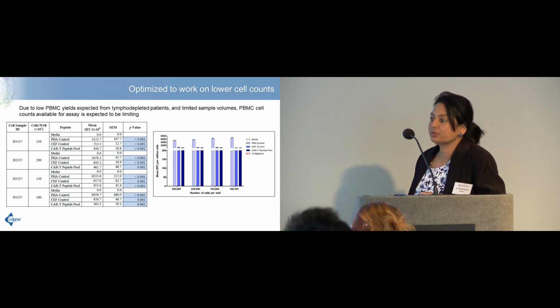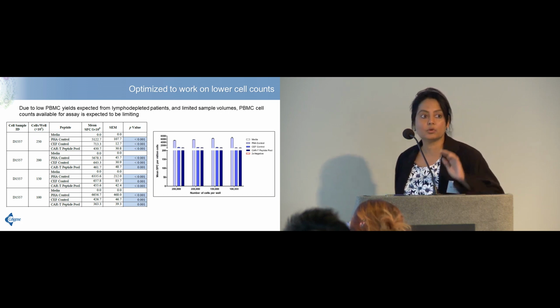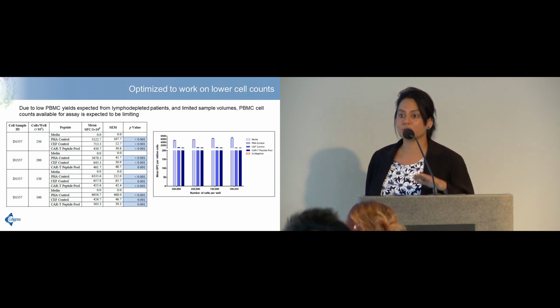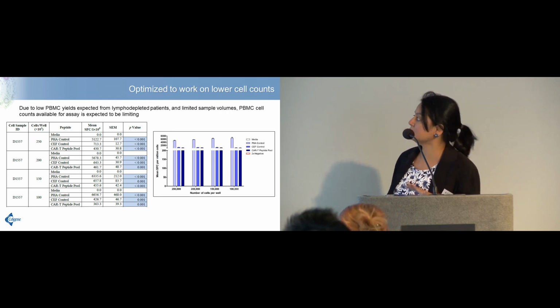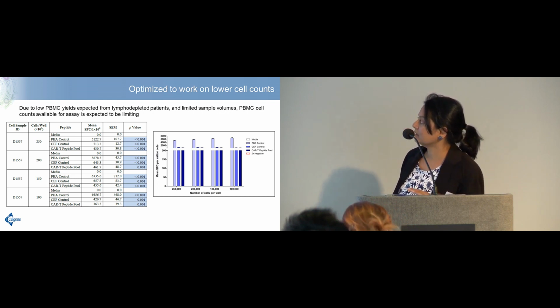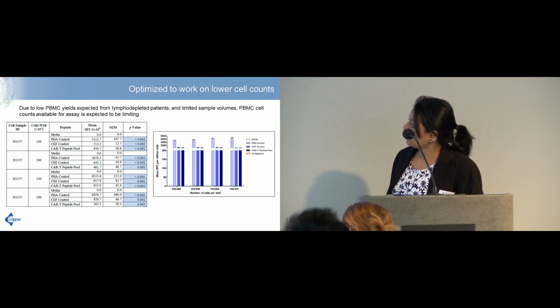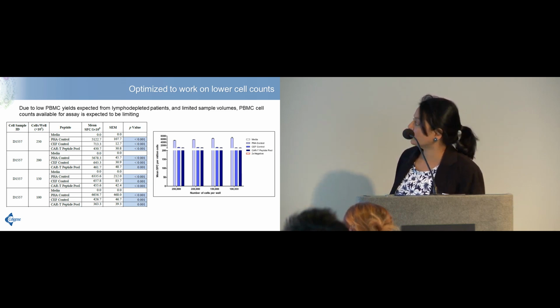We did go down to 50 in a subsequent program, and we saw that 50 also works, but it went down a little bit. So 100 was up to 100,000 cells. We did not seem to lose signal in this assay. This was good to know in case we had lower yields than what we hoped for.